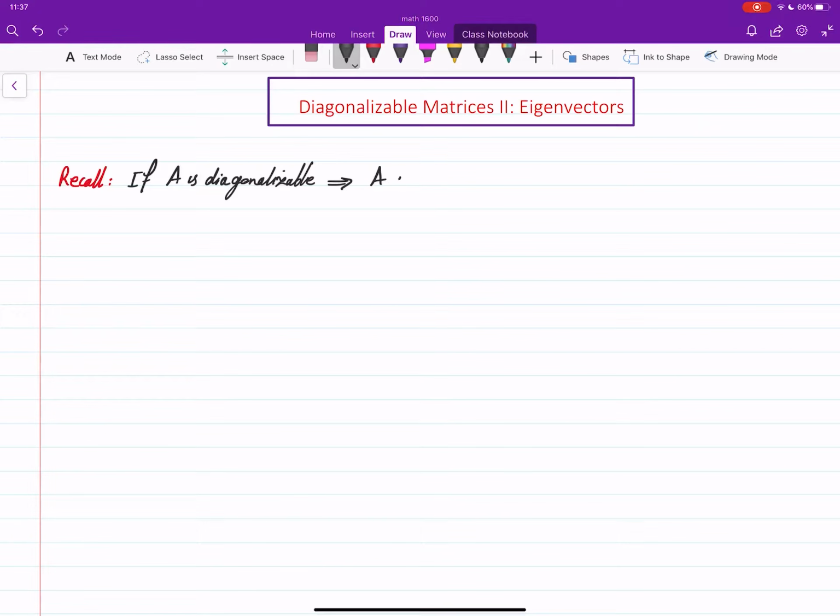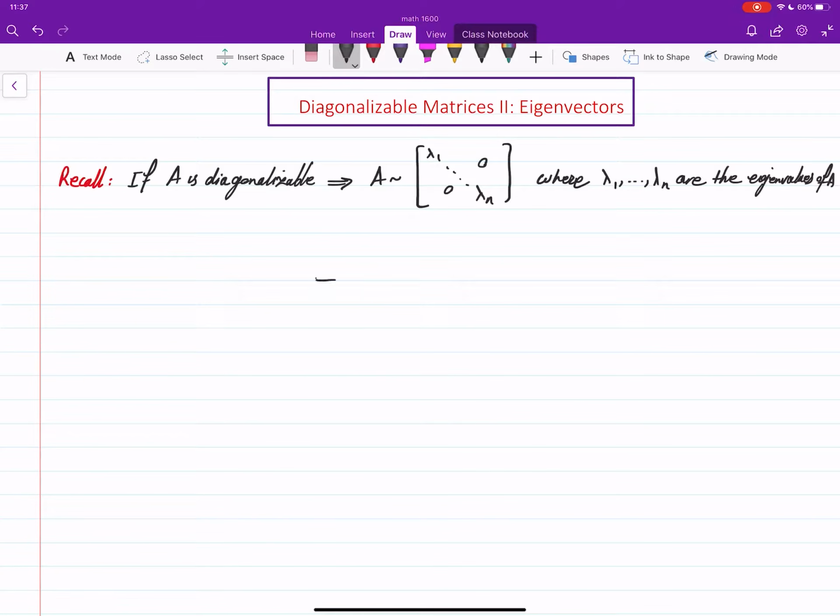Then A is going to be similar to a diagonal matrix where the entries on the main diagonal are the eigenvalues. So eigenvalues of A will appear there. How about eigenvectors? Can we see eigenvectors anywhere in these computations?